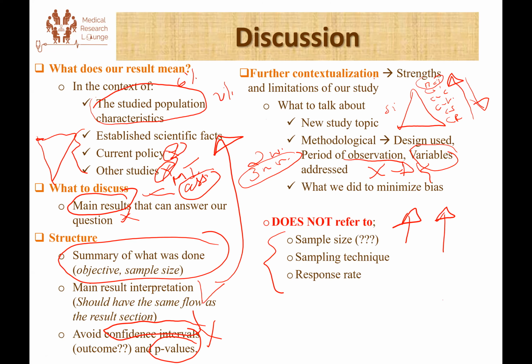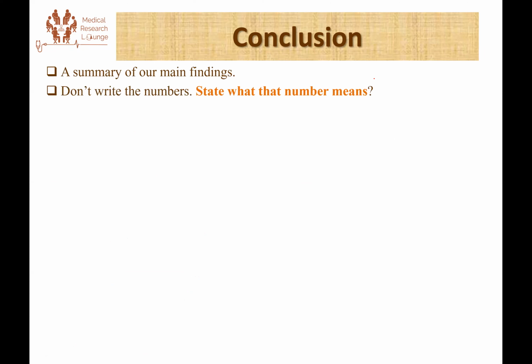So do not forget this. The conclusion of our study simply means a summary of our main findings. Here we're not supposed to write just numbers, because we have talked about the numbers in the results section and the discussion section. Here we'd rather present what the number means. Is it high or low, considering the available evidence and policy?